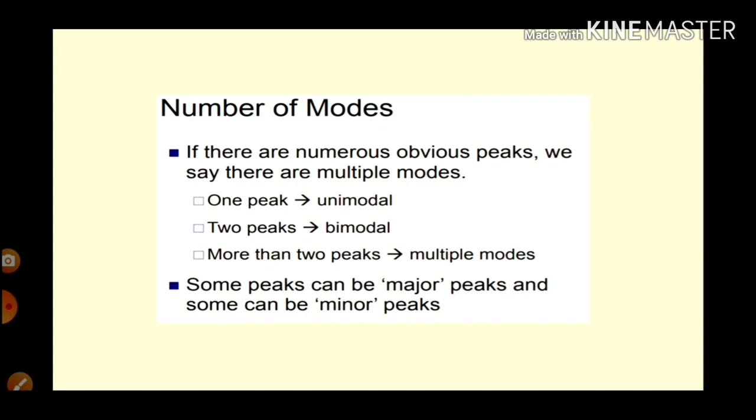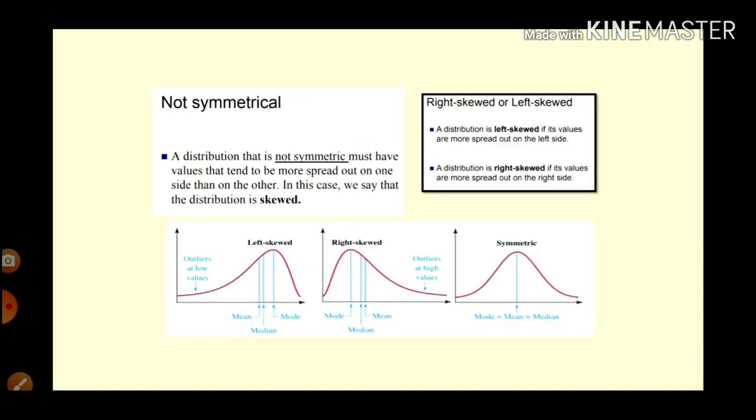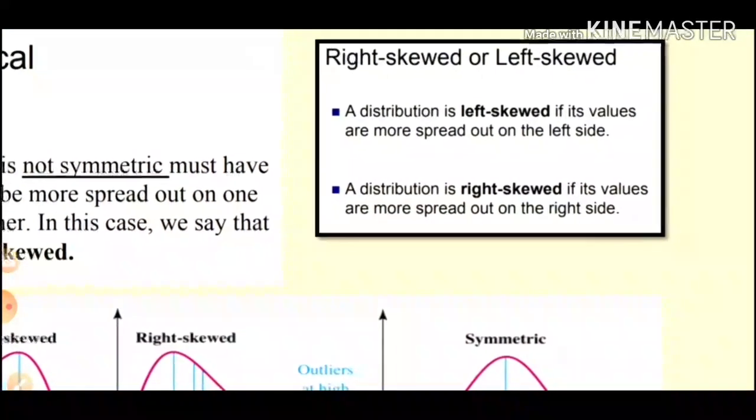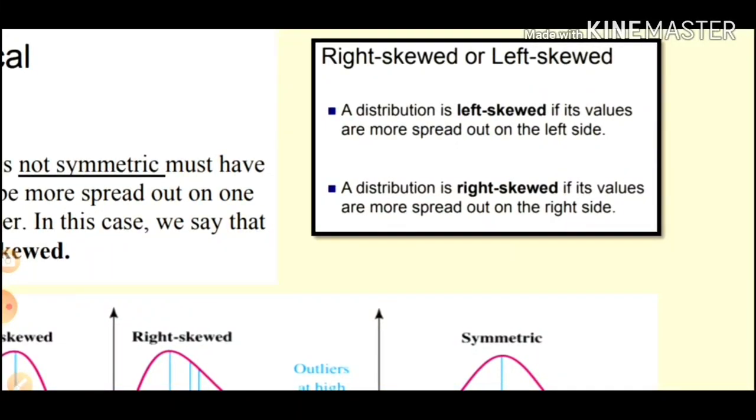So you need to write this down, including all those explanations and pictures, so you can understand. Right, next one. What if the data is not symmetrical or uniform? If it's not symmetrical, then it's skewed one way or the other. So it will be either right skewed or left skewed. Let's have a read. A distribution is left skewed when its values are more spread out on the left hand side, whereas right skewed means the values are more spread out on the right hand side.